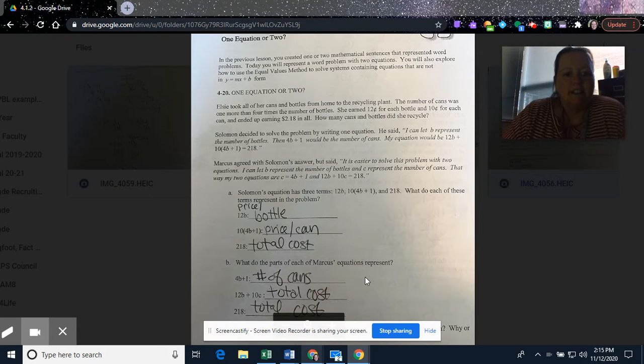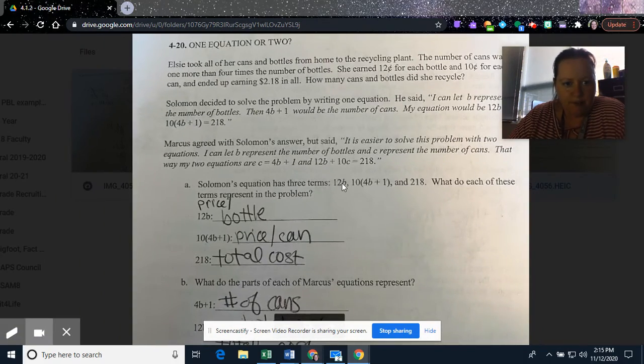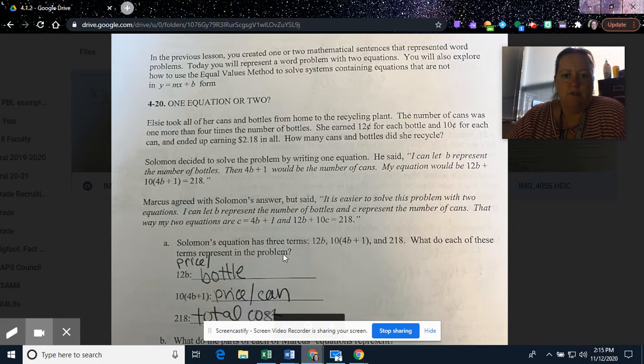Hi, let's do our 4-1-2 classwork. So let me get this situated here. Okay, so in the previous lesson, you created one or two mathematical sentences that represented word problems. Today, you'll represent a word problem with two equations. You will also explore how to use the equal values method to solve the systems containing equations that are not in y equals mx plus b form.